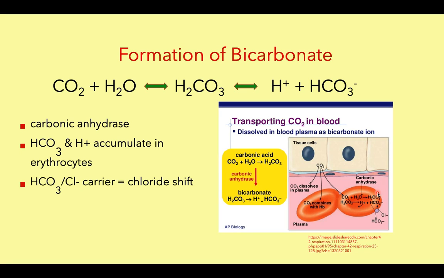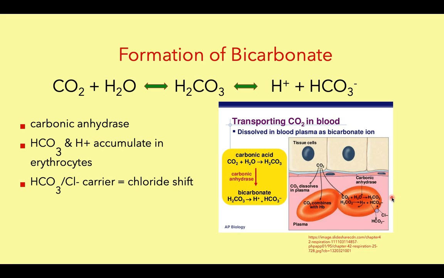Hydrogen and bicarbonate start to accumulate in the red blood cells, and there is a carrier within erythrocytes, the bicarbonate-chloride carrier, and it allows for the passive diffusion of bicarbonate out of the red blood cells. There's an electrical equilibrium gradient that is constantly shifting, and chloride actually moves into the red blood cells, and this is called the chloride shift.